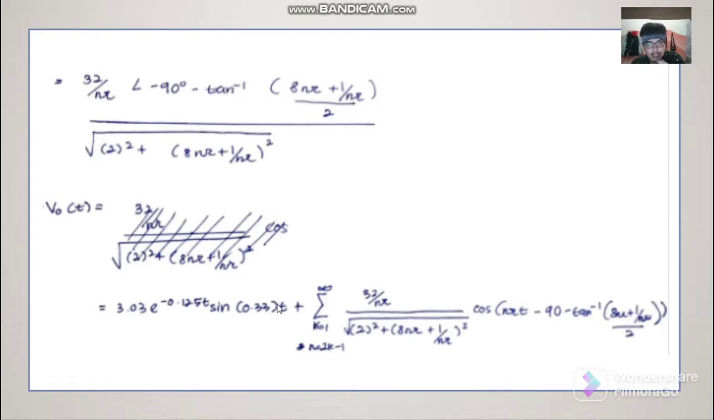of VOS. So 32 per n pi per square root of 2 squared plus 8 n pi plus 1 per n pi, and we will square it. So with times the cos in bracket n pi t minus 90 minus inverse tan 8 n pi plus 1 per n pi per 2. So this is the equation or the answer for VOT.